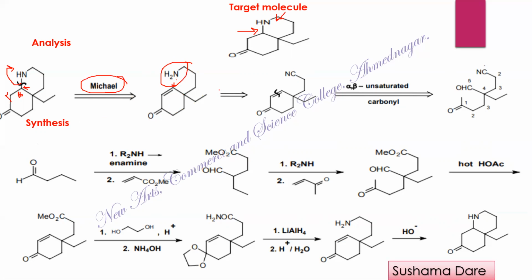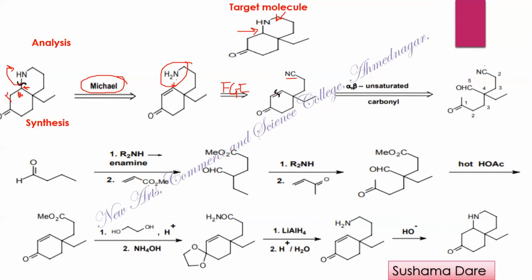CH2NH2 group means, so go with the FGI, so write down an arrow FGI. Instead of CH2NH2, you simply write down the cyano group. So look here, the cyano group we are going to place over here. Now the next strategy that we have to follow is the alpha beta unsaturated carbonyl compound.